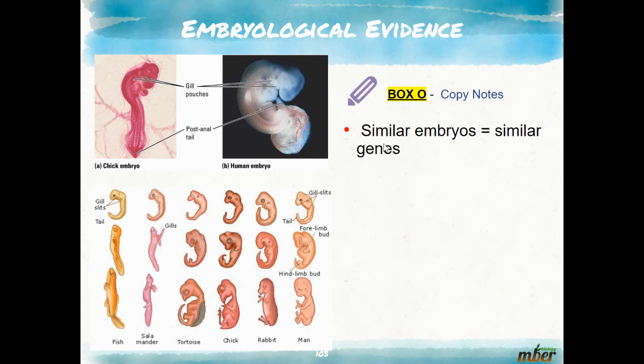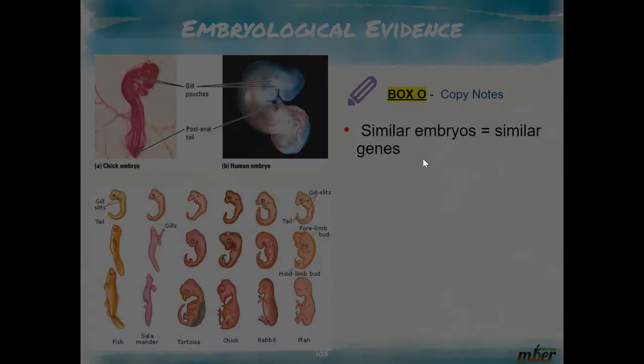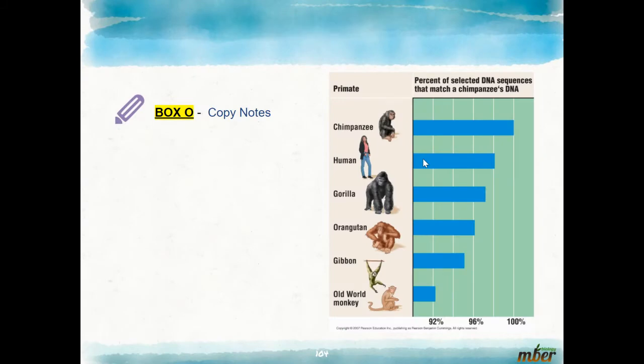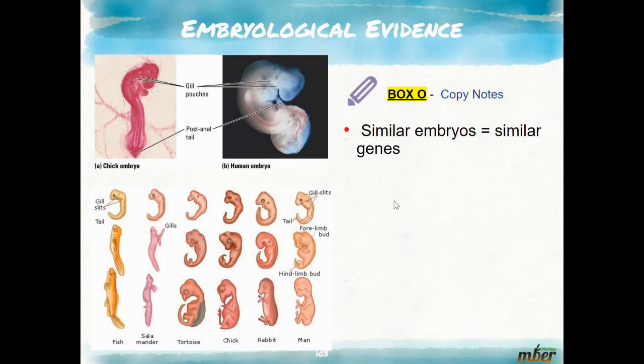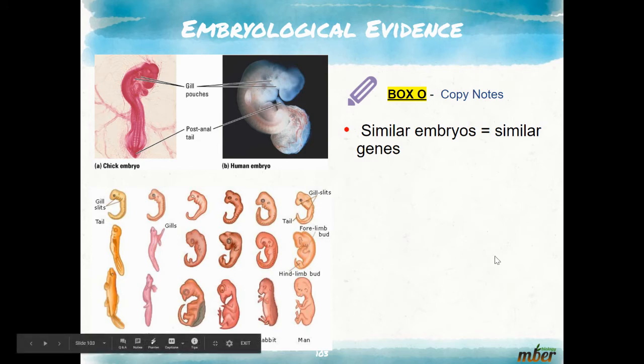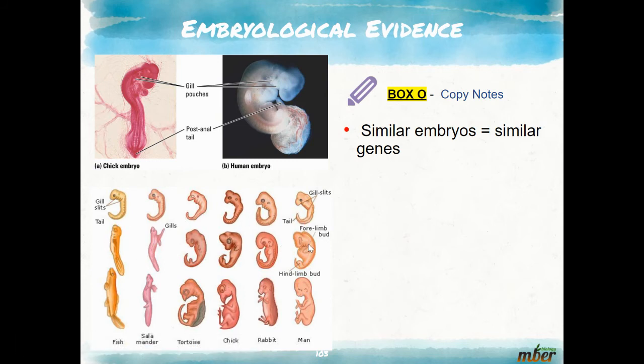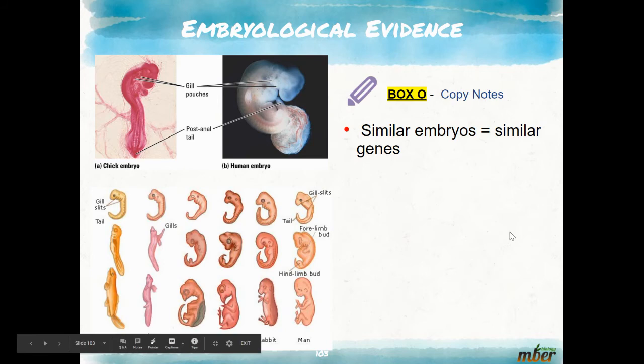So copy notes. So similar embryos equals similar genes. Let me go back for a second and talk about this more. So the more similar the embryos, the more closely related, okay? So look at this stage. They all look kind of similar, right? You can't really tell, but as they keep developing, they keep looking more and more different.